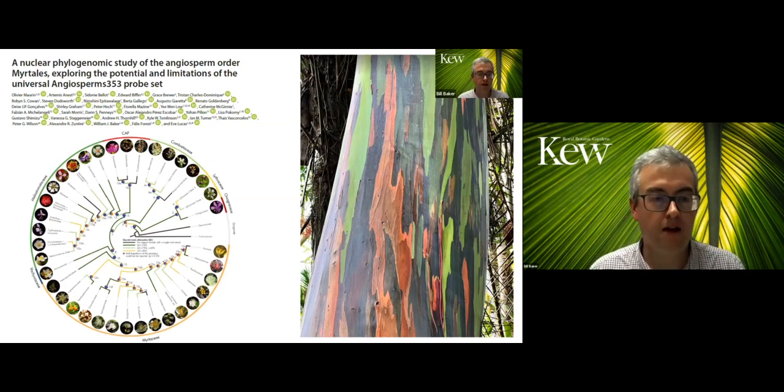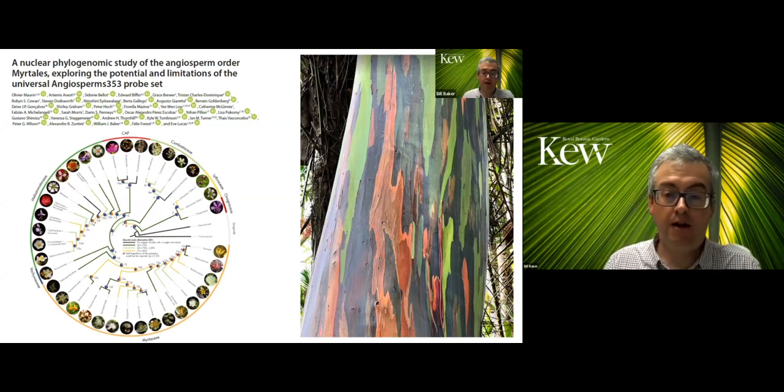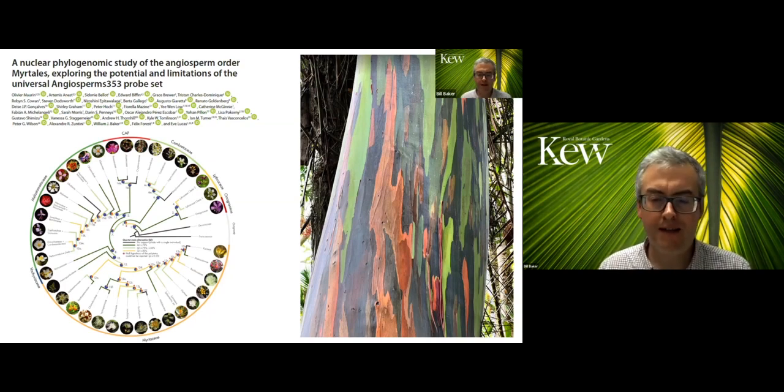So, for example, this is a lovely paper on the order Myrtales, a really, really important order of several families, including the eucalyptus family. That's the rainbow bark eucalyptus on the right there. Incredibly important plant group in Australia, of course, and many other genera across the tropics. They really contribute substantially to rainforest composition, and it's fundamentally important that we understand their relationships so that we can ask meaningful questions about them.